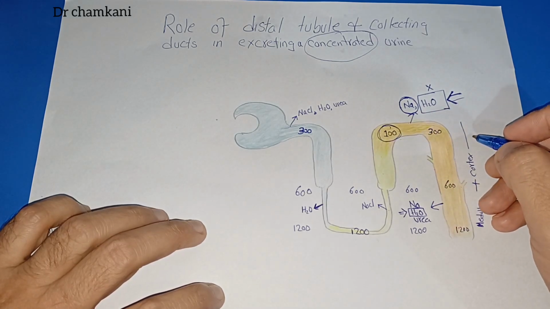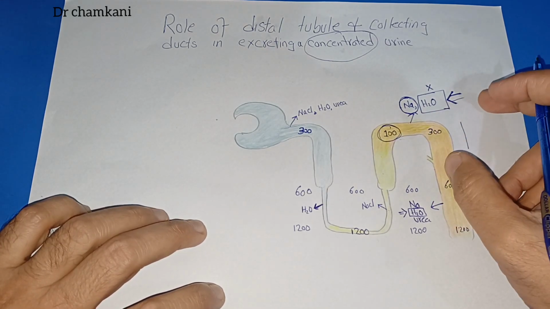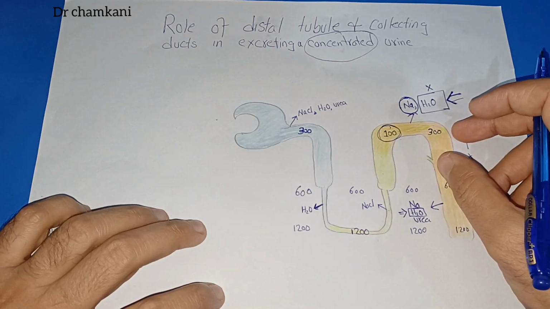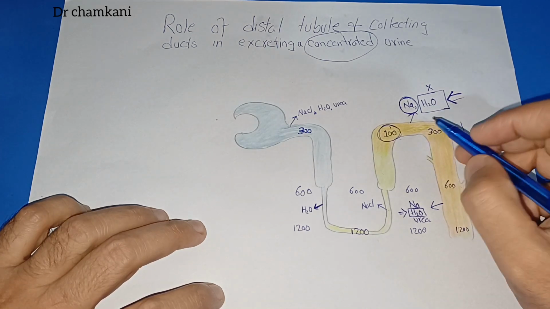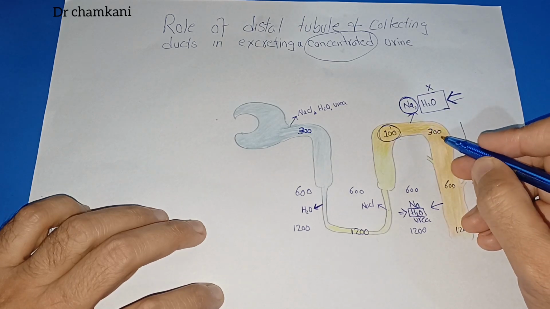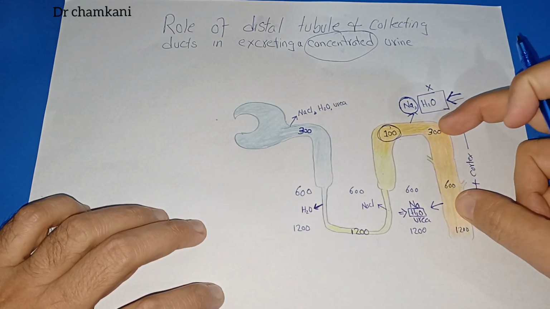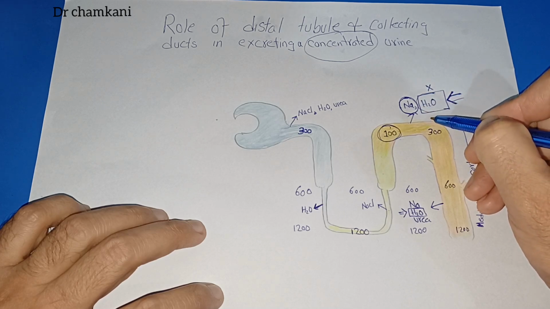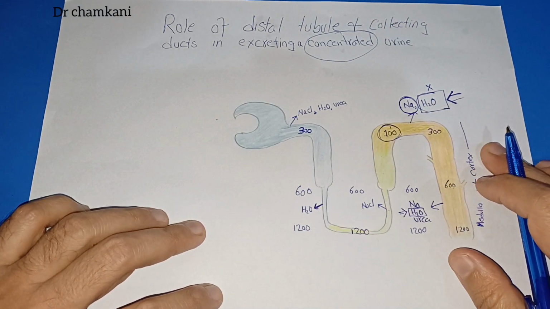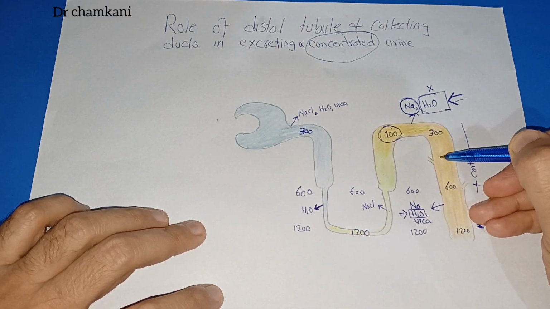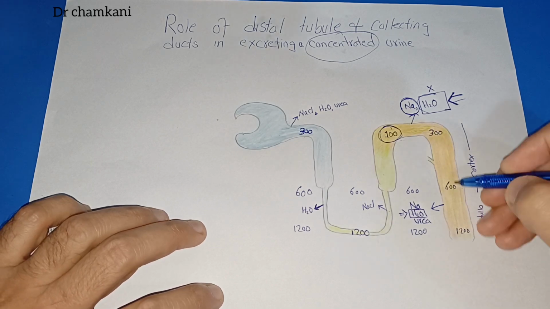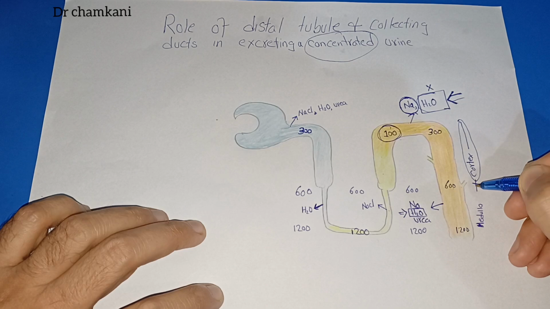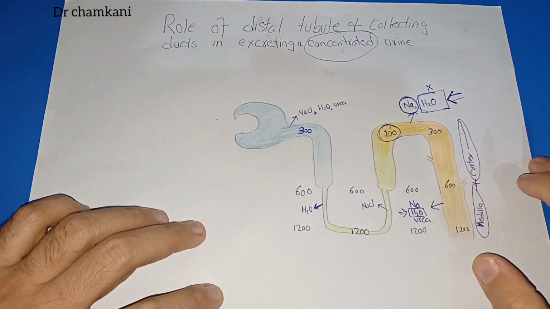But if there are circumstances in which concentration of the urine is required, then a large amount of antidiuretic hormone is released and it acts on the distal tubules and collecting ducts. Now these collecting ducts are permeable to water, and water is being reabsorbed. Water is being reabsorbed in the cortical collecting duct as well as the medullary collecting duct. So this portion is the cortical collecting duct and the remaining is the medullary collecting duct.